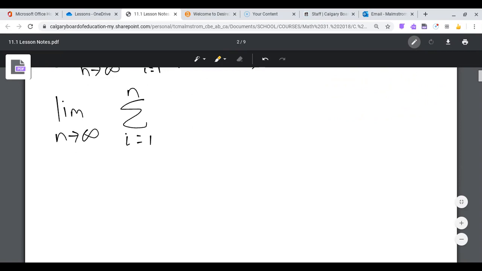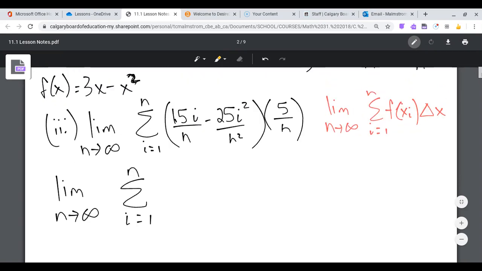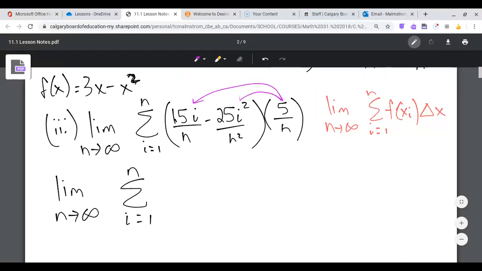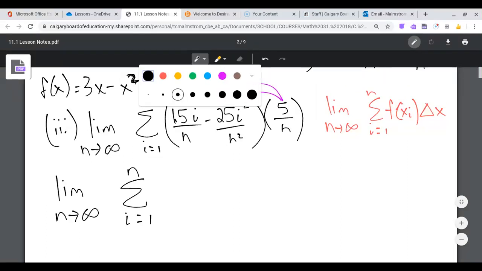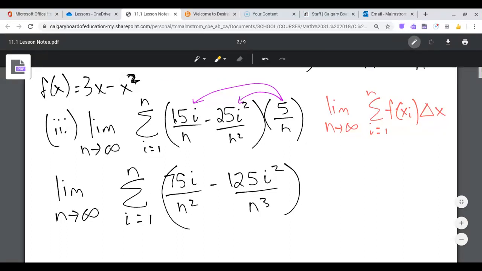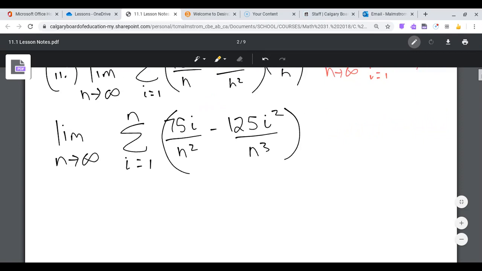Okay, so we have the limit, and you have to keep writing your limit and your sigma notation. You can't drop those until we've gotten to a spot where we can do some replacement. So I'm going to multiply this in first before I start to move things around. So 15 times 5 is 75i on n squared minus 25 times 5 is 125 i squared on n cubed. Put that in a set of brackets, and now I'll scroll.